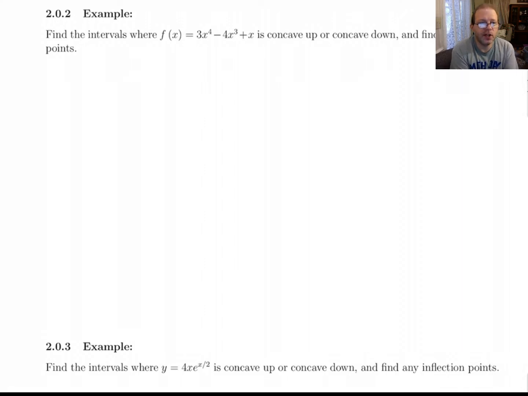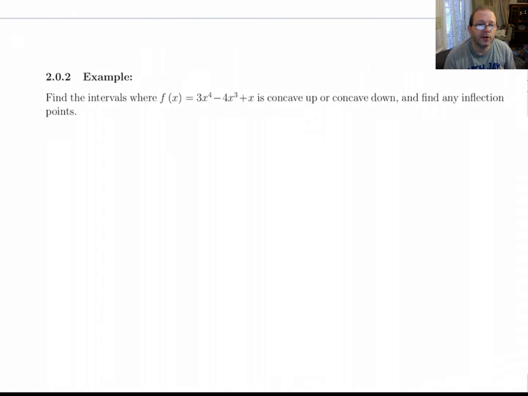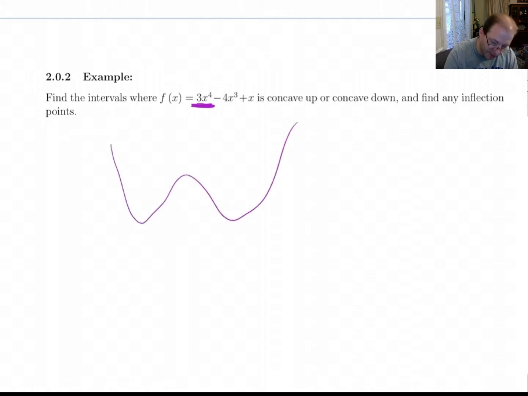All right, let's do a few more examples with concavity. Find the intervals where this function is concave up or concave down and find any inflection points. This is a fourth degree polynomial, and it starts with a positive number, so it's going to be shaped something kind of like that. So we'd expect to have a couple of different inflection points.